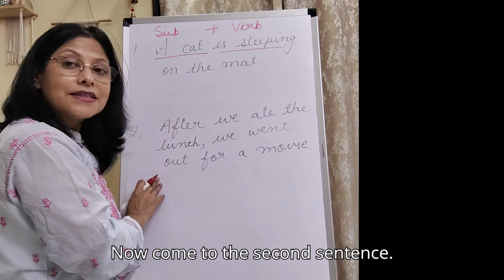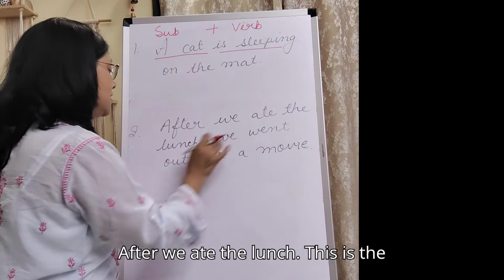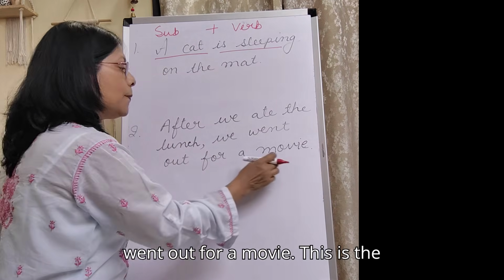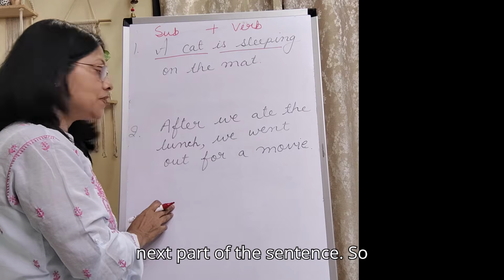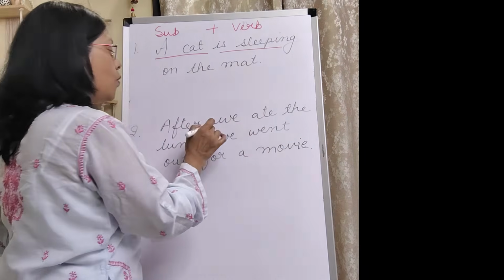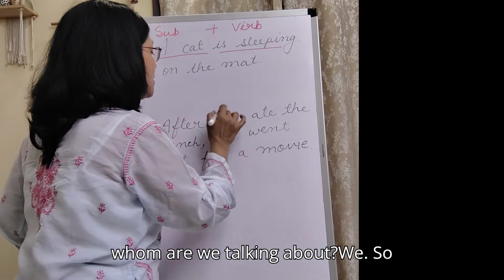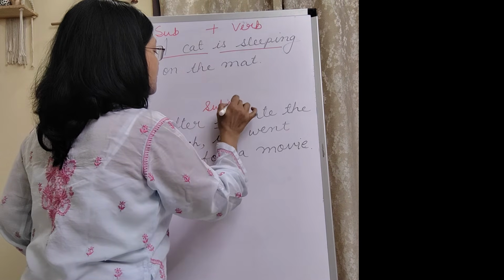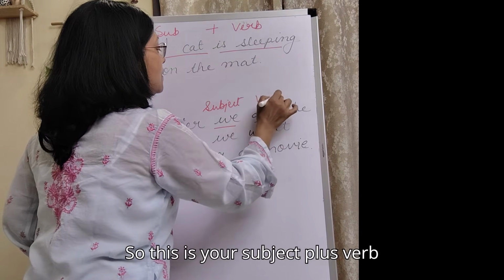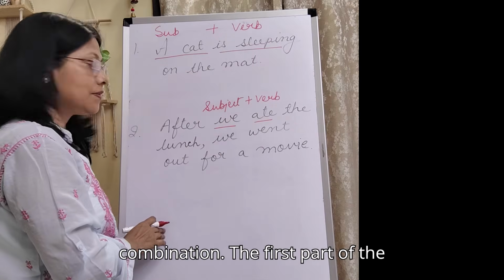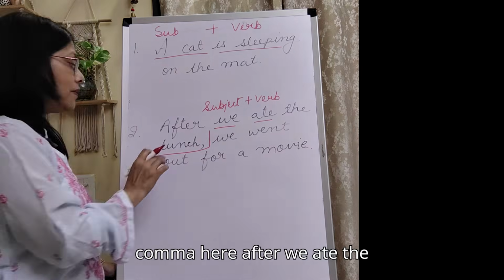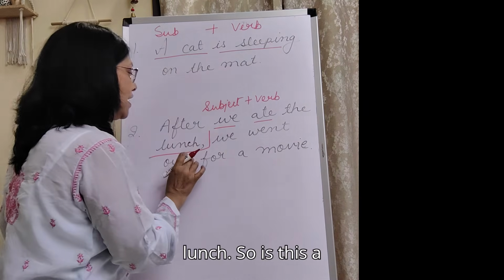Now come to the second sentence. After we ate the lunch, this is the first part of the sentence. We went out for a movie. This is the next part of the sentence. So after we ate the lunch, whom are we talking about? We. So this is your subject. What is the action done? Ate. So this is your subject plus verb combination. The first part of the sentence is still here, since I put a comma here. After we ate the lunch.